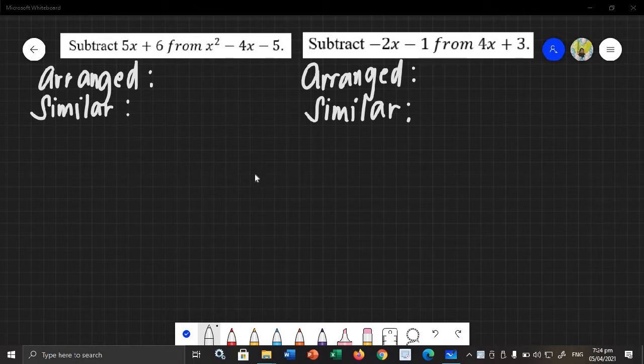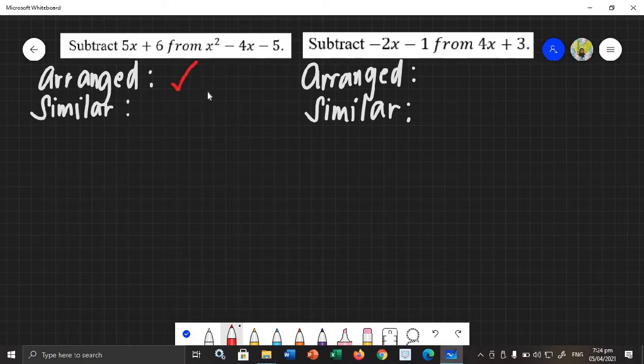So let's find the difference of this example. The first example is we need to subtract 5x plus 6 from x squared minus 4x minus 5. So this given is already arranged. Pareho, both yung minuend and subtrahend. Yung minuend is x squared minus 4x minus 5. Naka-arrange na siya. As well as yung subtrahend, which is 5x plus 6, naka-arrange na din siya in standard form. They have similar terms, yes. So therefore, we can subtract them.